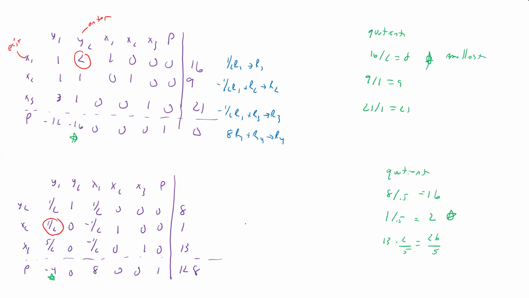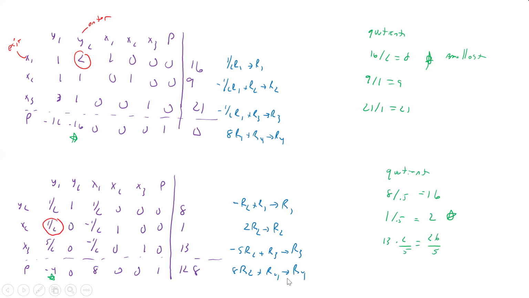So we're going to take 2 row 2 goes to the new row 2. If we take minus row 2 plus row 1, that can be the new row 1. And if we take minus 5 row 2 plus row 3, that could be our new row 3. And 8 row 2 plus row 4 is going to be our new row 4. All right, so that's what we're going to do on the next page here.